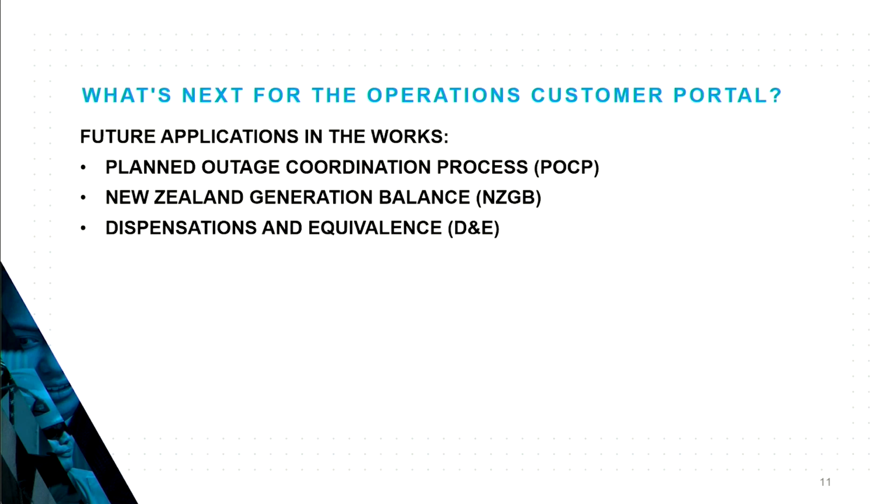So this is just what's next for the operations customer portal. We've done AWFLs, we have just about done ACS shortly, and then the future applications will be planned outage coordination process, New Zealand generation balance, and then moving through into dispensations and equivalence process after that. We're unable to give any timeframes as of yet, but we will be uploading information through to the Transpower website once it's available.